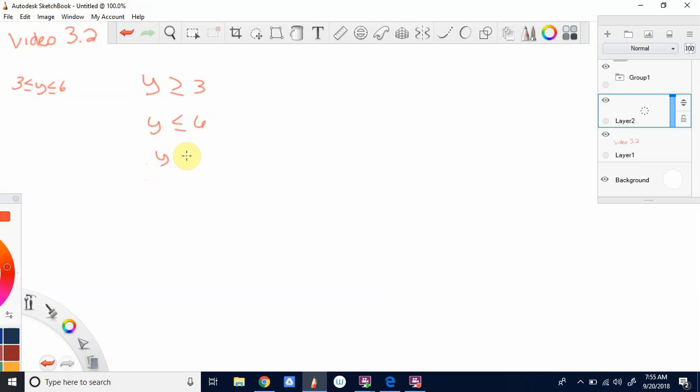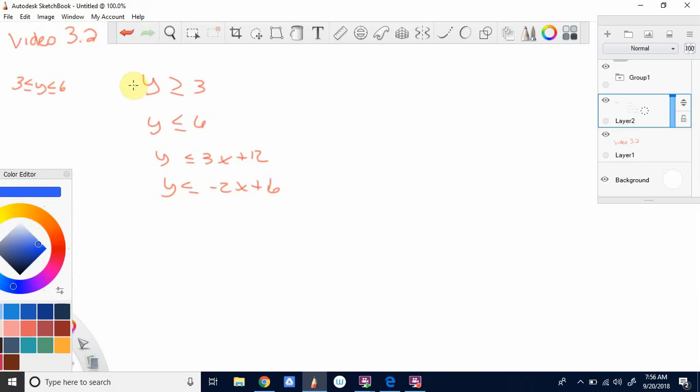Then we have y less than or equal to 3x plus 12. And then the other one, we have y less than or equal to negative 2x plus 6. So remember I said name them so you know what they are. So I'm going to name this A, B, and when I previously did this, I named this C, so I apologize for them being backwards. So that's the first thing we're going to do.